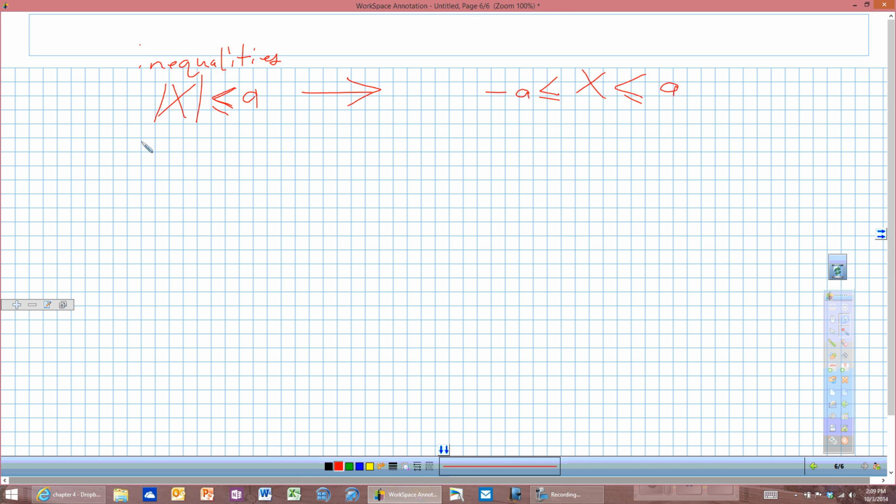Just compared to parentheses or brackets. If I have greater than A, that is going to change to whatever my expression was is less than negative A, or x is greater than A. And that's the same if I have the equal signs underneath everybody as well. And just because it means or doesn't mean that you get it right. Just one of them, you still have to write both of them.